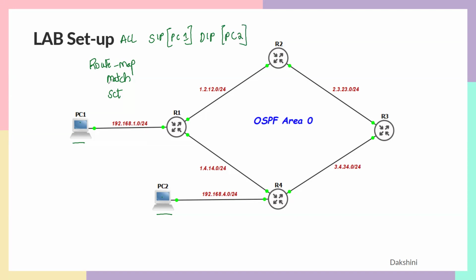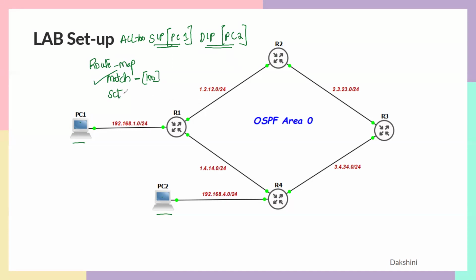Now I will call this ACL. Let's say this ACL number is 100. I will call this in here. So I'm telling the route map that this is my packet. This packet from this source has to be delivered to this destination host. So the match attribute is set.